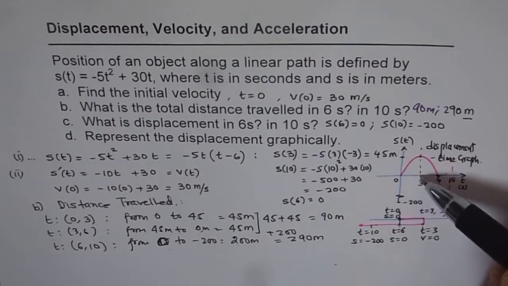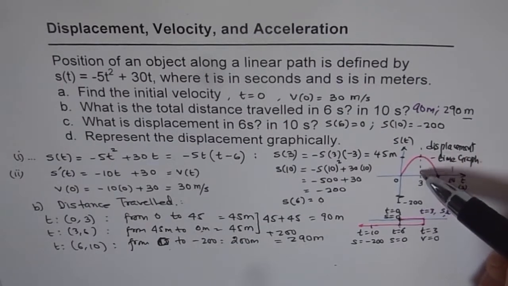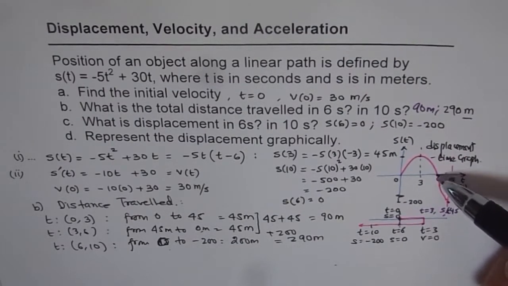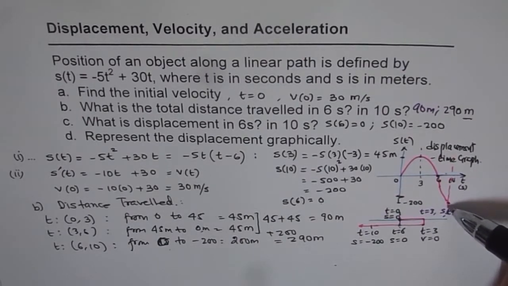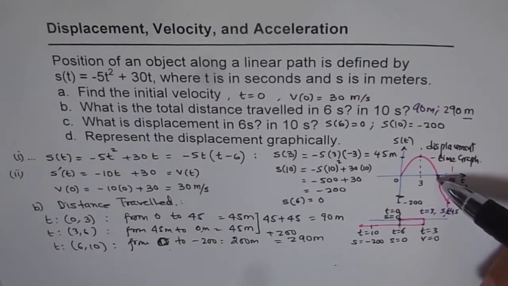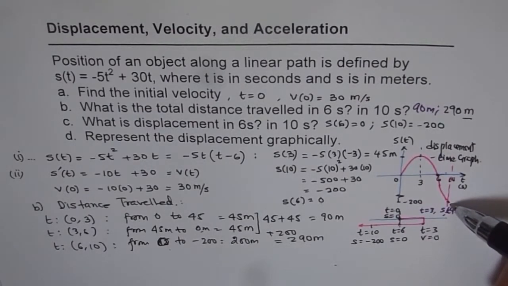Distance is literally how much you go up and down. So you went up 45, came down 45. So in 6 seconds you traveled a distance of 90 meters, and then you went down 200 in the other direction. So 290 is your total distance. That is how you get your answer. I hope you understand that now.